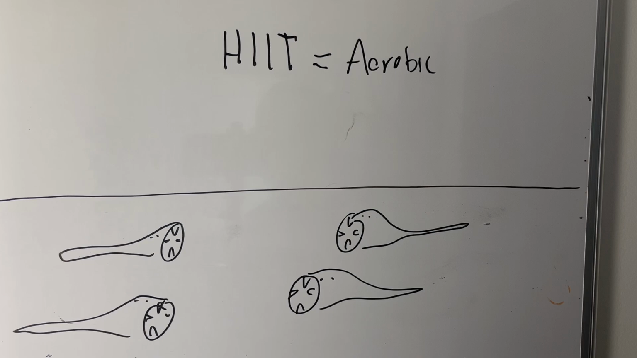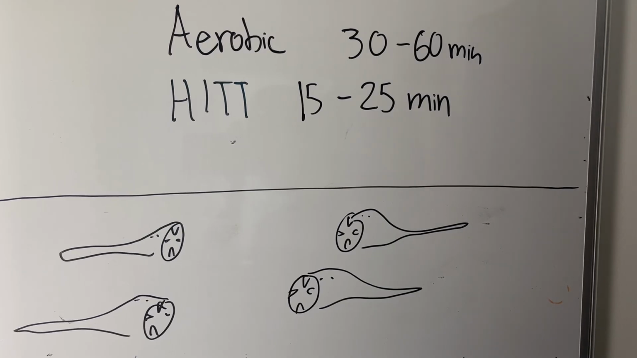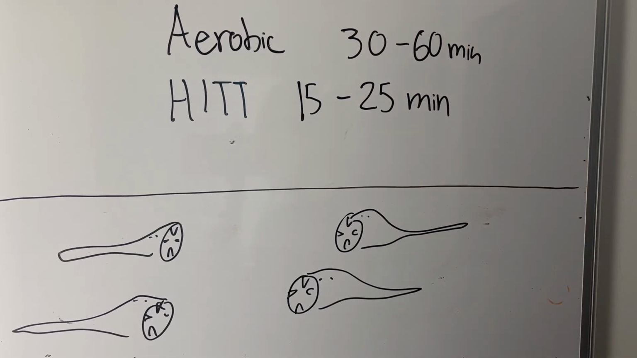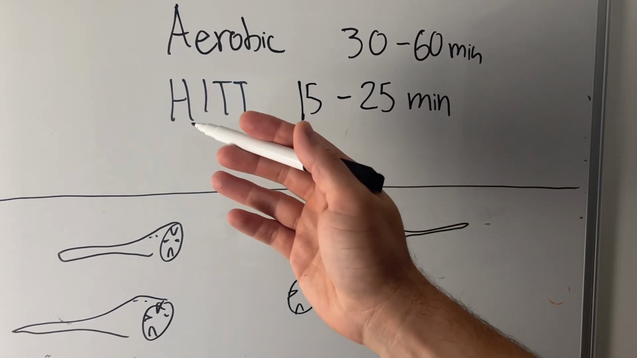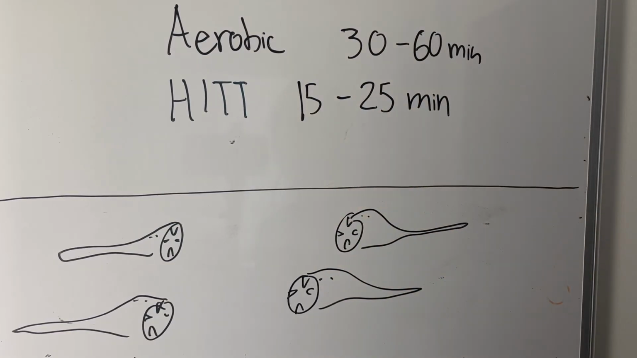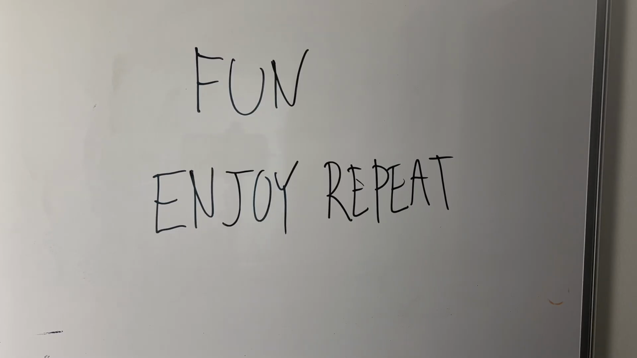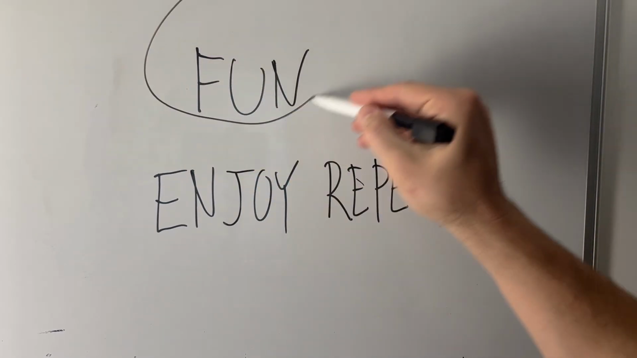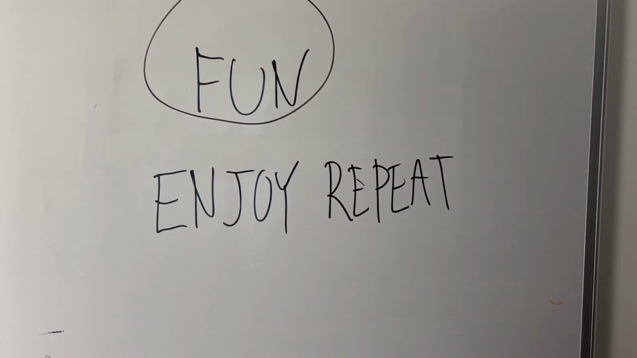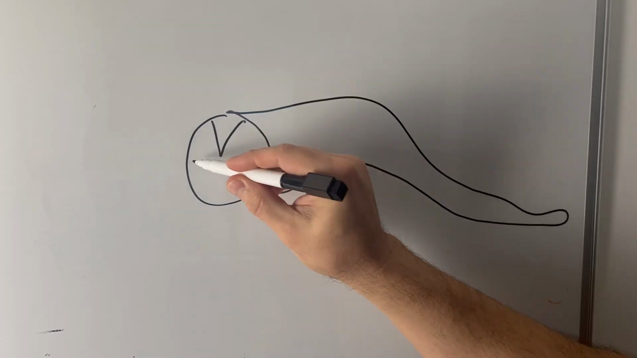Because aerobic training builds slow twitch muscle, which is rich in GLUT4 transporters, while HIIT training builds fast twitch muscles, which are not rich in GLUT4 transporters. Aerobic training is typically done 30 to 60 minutes, HIIT training 15 to 25 minutes, but a lot more intense. Whatever type of exercise you pick, pick something that is fun so that you will enjoy it and continue to repeat it.